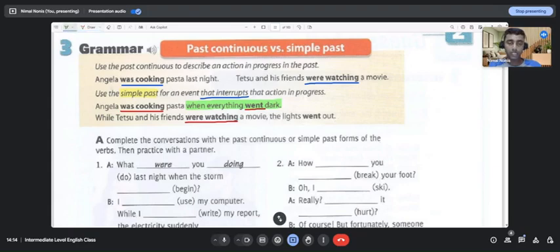So when you say the lights went out, you can see this "went" is in the past tense, simple past tense. Subject, and then if the verb is written in this past form, that means it's a simple past tense. After the subject, if the past form of the be verb is used and the verb is written in the ing form, then it is a past continuous tense sentence. So, while Tetsu and his friends were watching a movie, the lights went out.